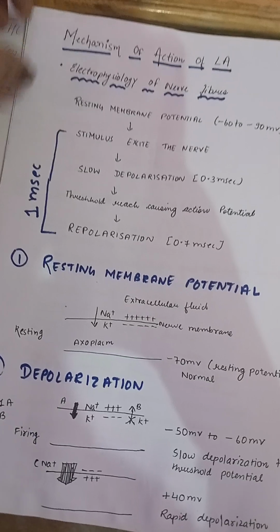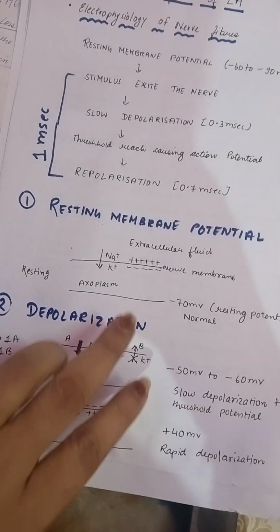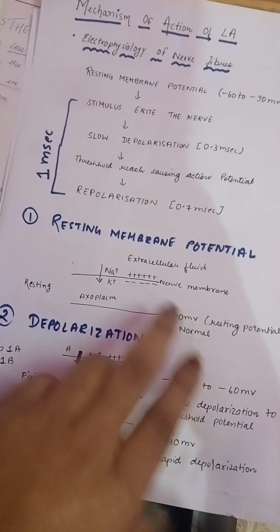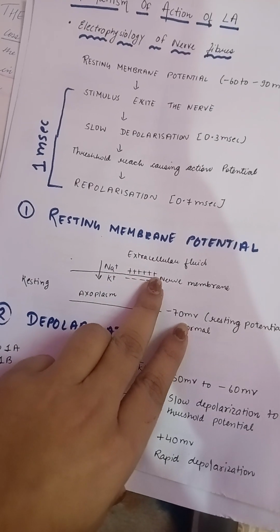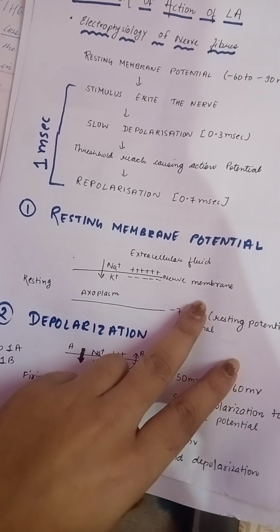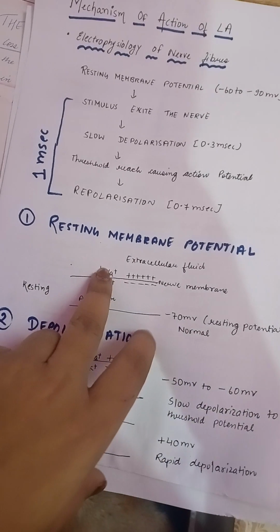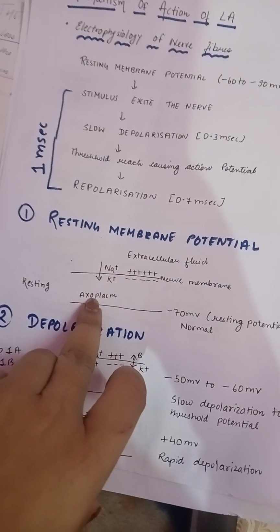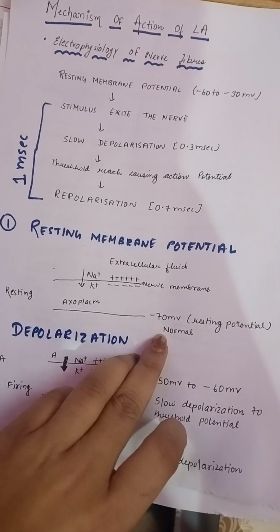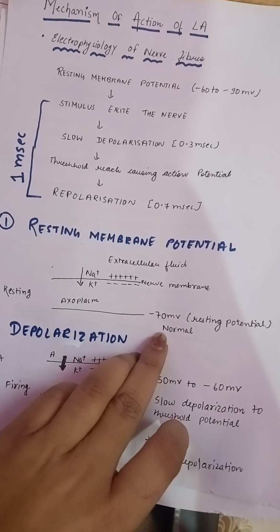Now, what is the nerve membrane like during resting membrane potential? During resting membrane potential, there is positive charge outside and negative charge inside the nerve membrane. There is only influx or efflux of Na plus ion, and the normal resting membrane potential is minus 70 millivolt.